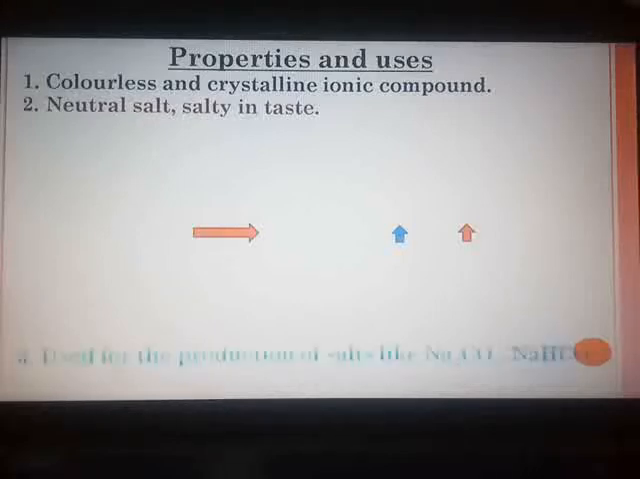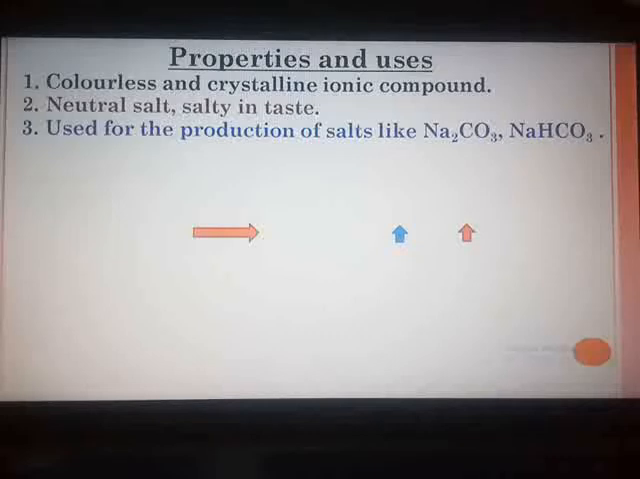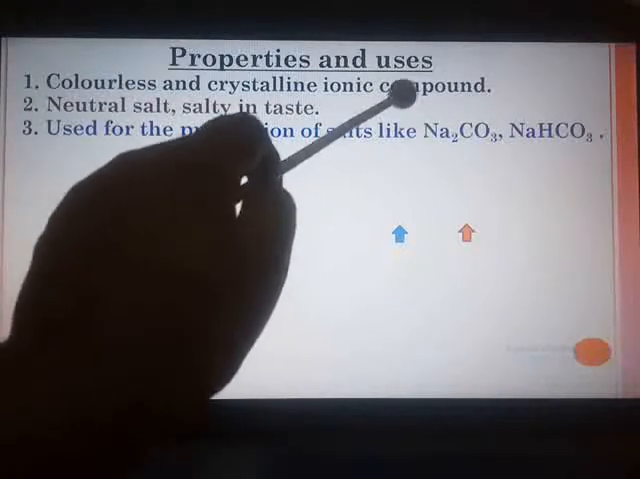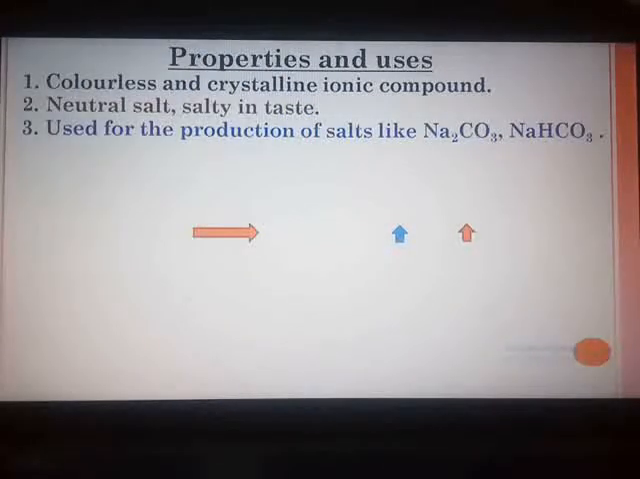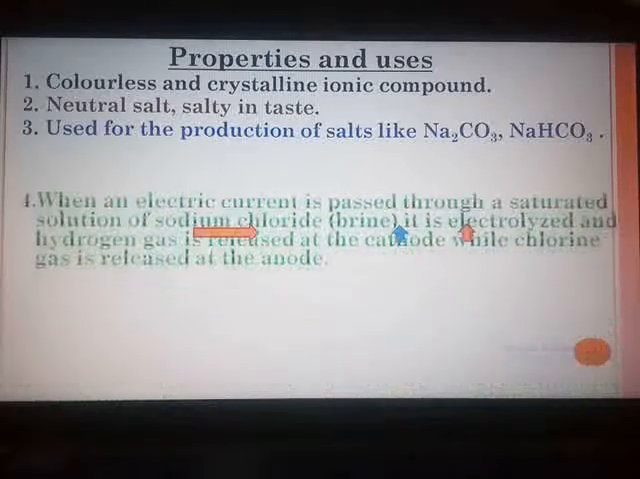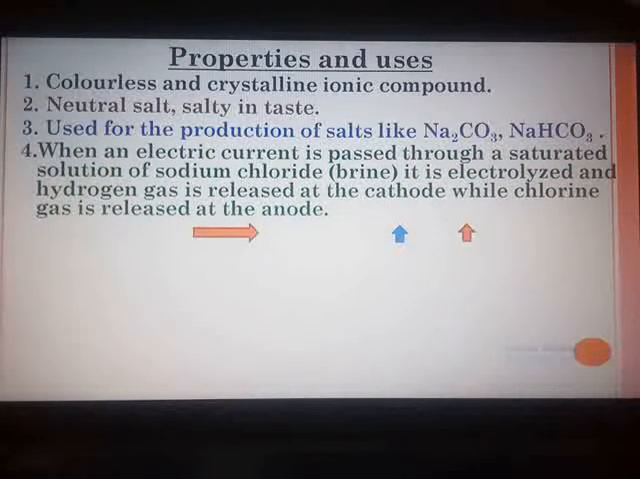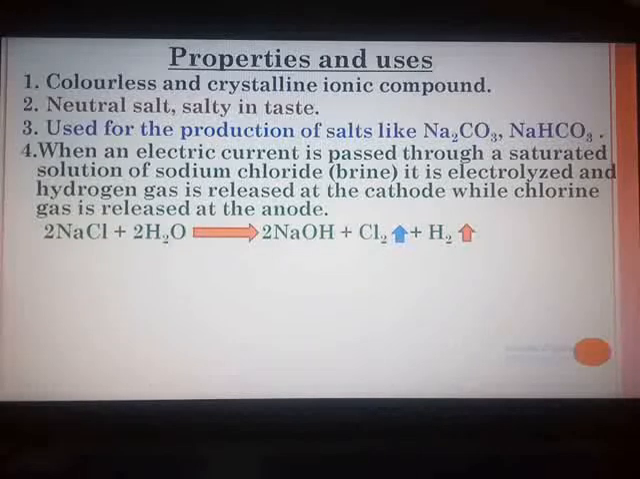Now this NaCl is used for the production of different salts like Na2CO3, that is sodium carbonate, and NaHCO3, sodium bicarbonate. About these salts, we are going to revise further in detail, and we studied both of them in detail in the previous session. Now, when an electric current is passed through a saturated solution of sodium chloride, you will find hydrogen gas released at the cathode and chlorine at the anode.